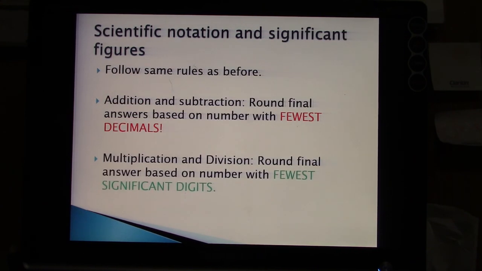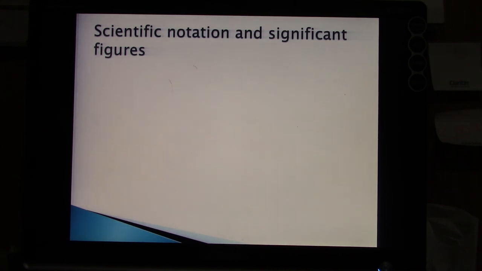Alright, scientific notation and sig figs follow the same rules as before. So answers with adding and subtracting go by fewest decimals. Multiplying and dividing goes by the fewest sig figs. Alright, so let's do that one.